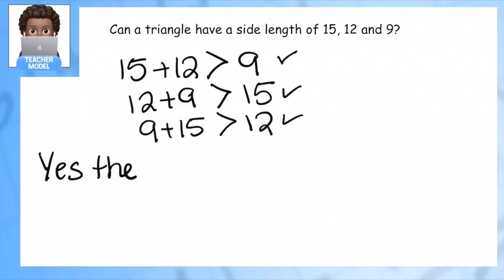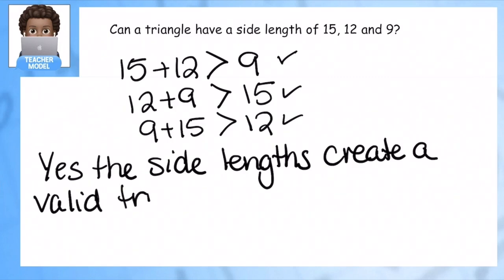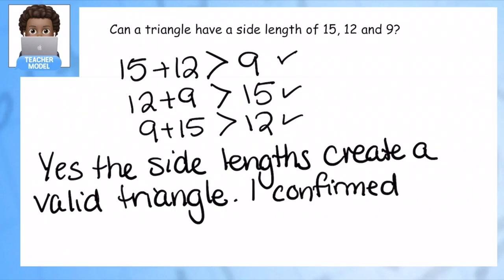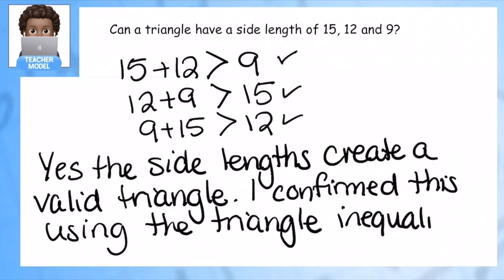Yes, the side lengths create a valid triangle. I confirmed this using the triangle inequality theorem. And that's it, Math Marbles.